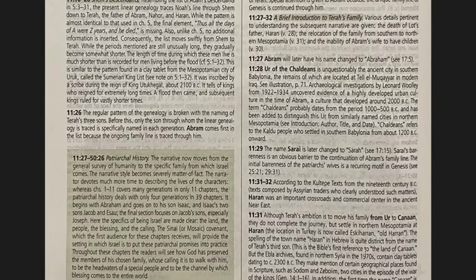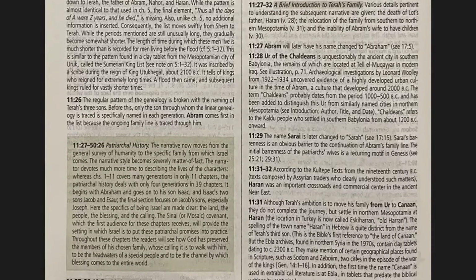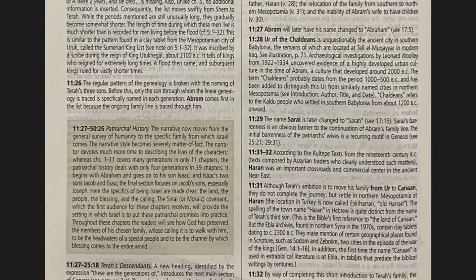This is the Bible's first reference to the land of Canaan. But the Ebla archives, found in northern Syria in the 1970s, contain clay tablets dating to circa 2300 BC. They make mention of certain geographical places found in Scripture, such as Sodom and Zeboim, two cities in the episode of the War of the Kings, Genesis 14, verses 1 to 16. In addition, the first time the name Canaan is used in extrabiblical literature is at Ebla, in tablets that predate the biblical writings by centuries.